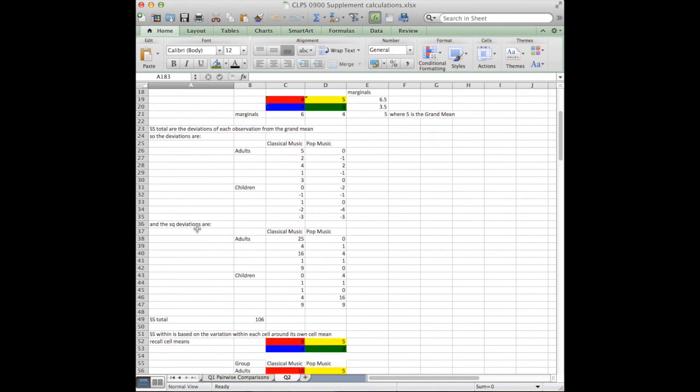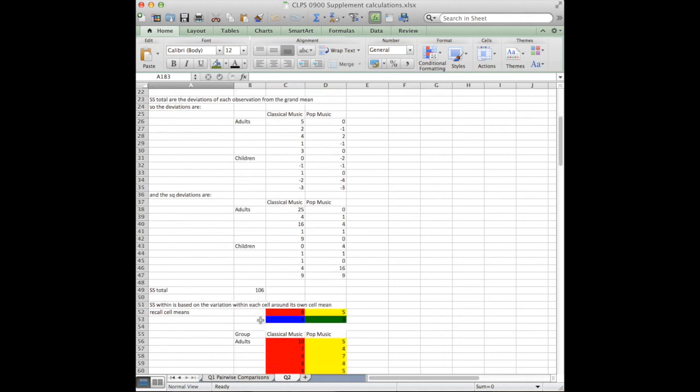And then after that, you would square all of the deviations. So we calculate the deviations here, and then we square them. So 5 squared is 25, 2 squared is 4, 4 squared is 16, etc. And then we sum all of the square deviations to get the sums of squares total. So when you sum all of these square deviations, you get 106.